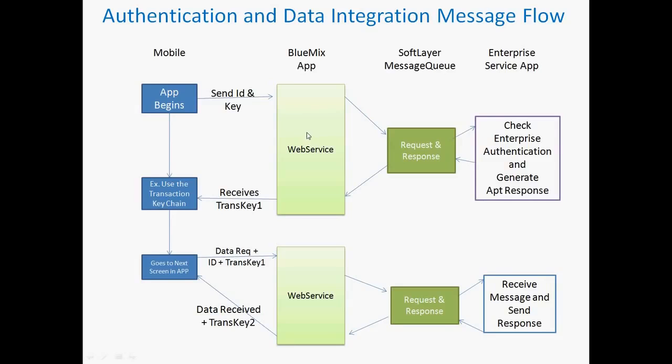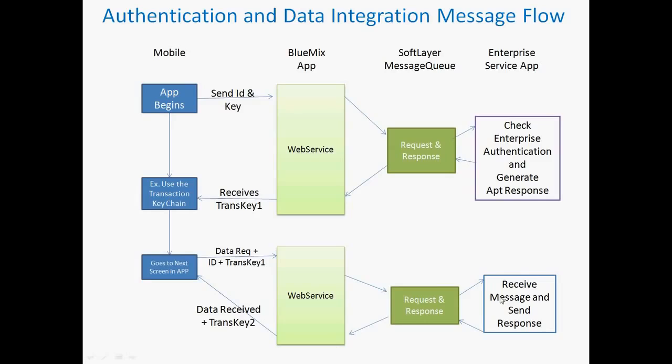The Bluemix application sends this, it's a standing web service, to the SoftLayer message queue, and the enterprise application does an enterprise internal authentication on this ID and then generates a response. If it's successful, of course, it goes forward to the next stage. Otherwise, it won't. That is where the application logic and the interpretation of the messages themselves would make sense.